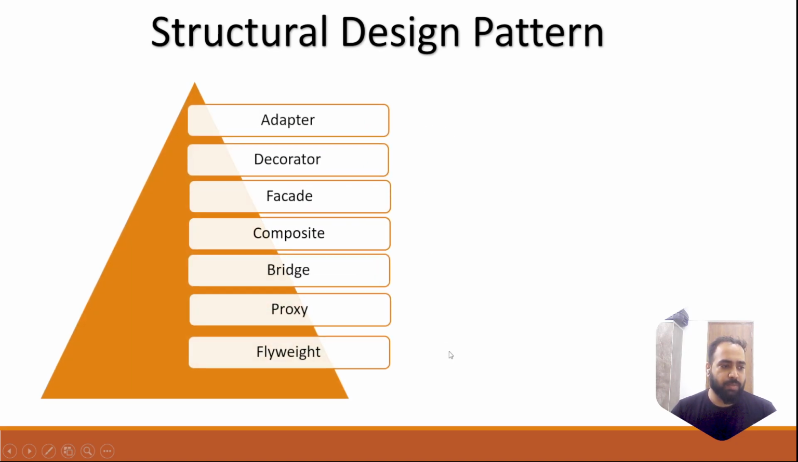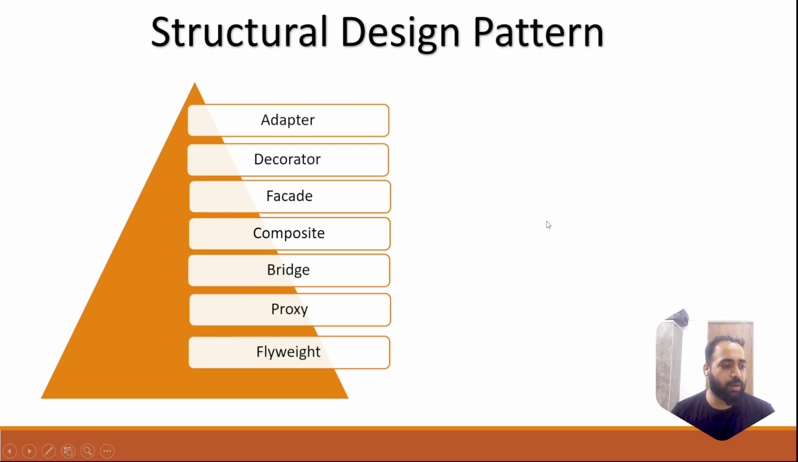So the next one is the structural design pattern. We have this much of design patterns under the structural category. For structural design patterns, the first one is the adapter. As the name suggests, it enables incompatible interfaces to work together by acting as a bridge. The next one is the decorator design pattern. It dynamically adds responsibilities or behavior to an object without altering its structure.